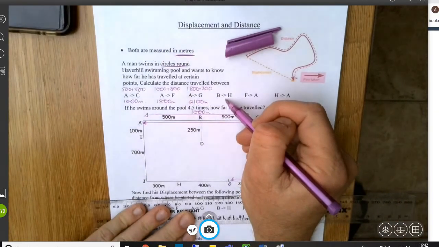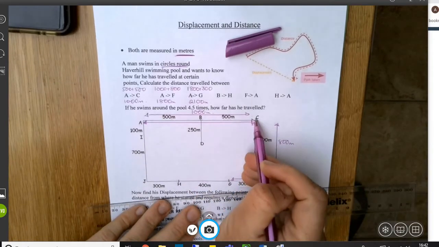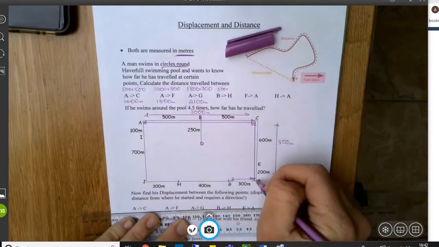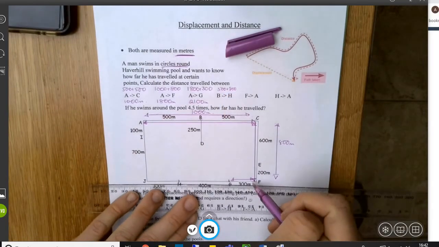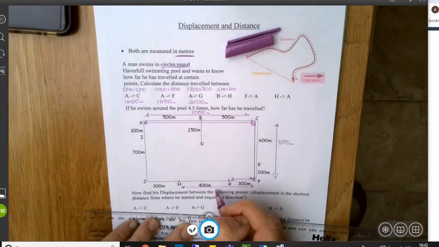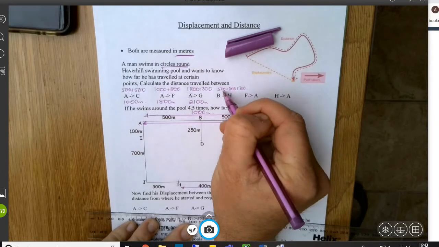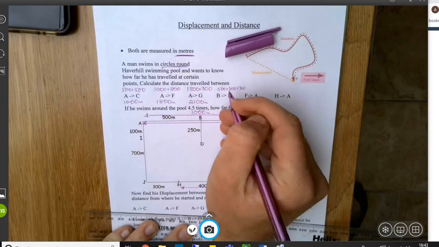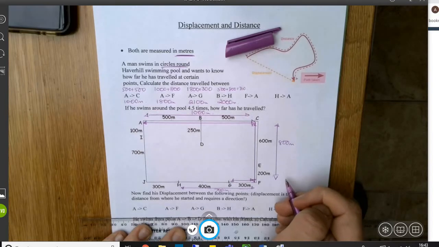Next it's asking us B to H, so from here round to this point here. We know that B to C is 500 meters. We know that C all the way down to F is another 800, and we know that F all the way to H is going to be 700 meters, so we're going to add 700 on there. That gives us a total of 500 plus 800, which is 1,300, plus 700 is a total of 2,000 meters. Hopefully that's clear so far.